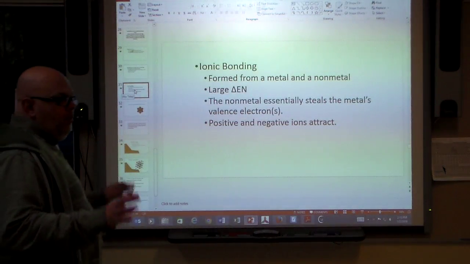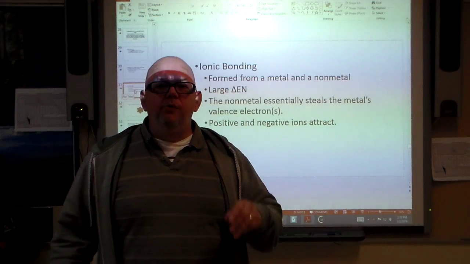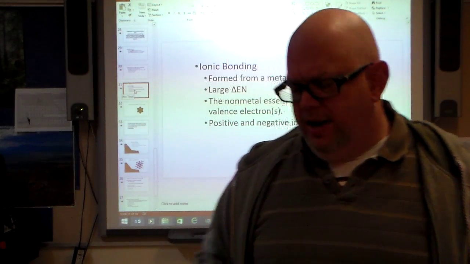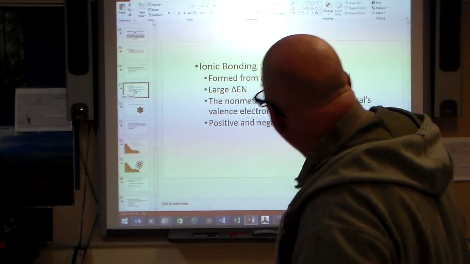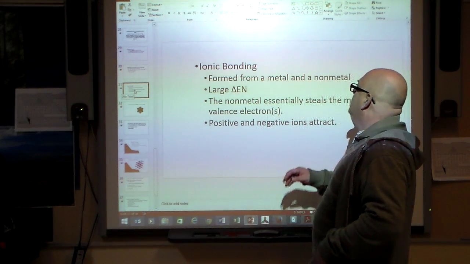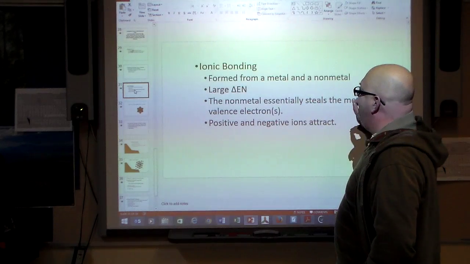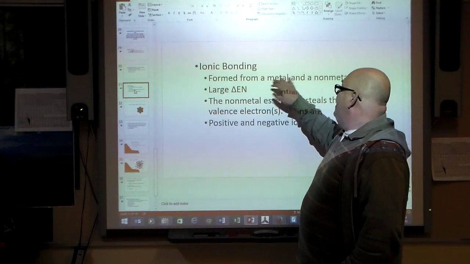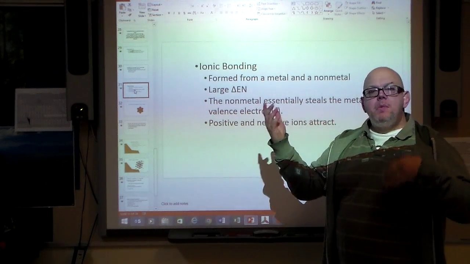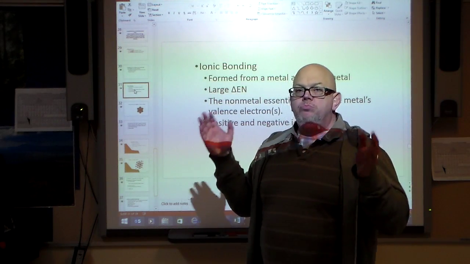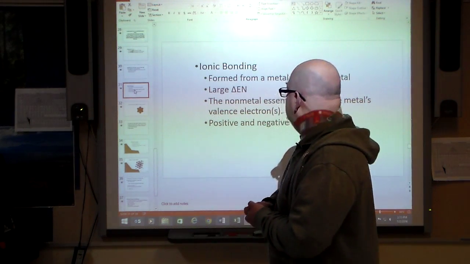Ionic bonding, now we're going into a new area. We talked about covalent bonding, where electrons are shared between atoms that are connecting to each other. But what about ionic? This is not ironic, this is ionic. Formed from a metal and a non-metal, you have a large electronegativity difference. Think sodium and chlorine, potassium and chlorine. Those would be examples of ionic bonds.